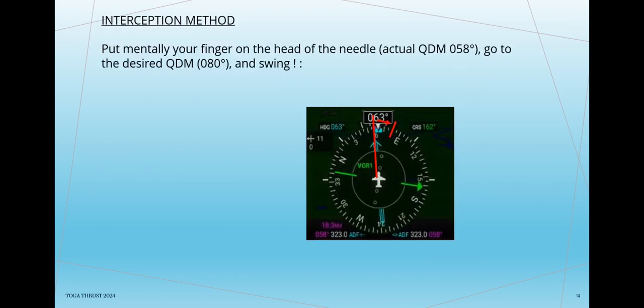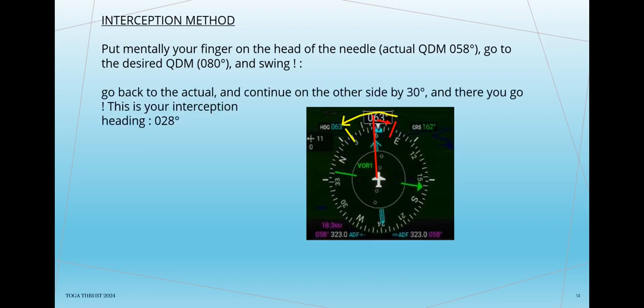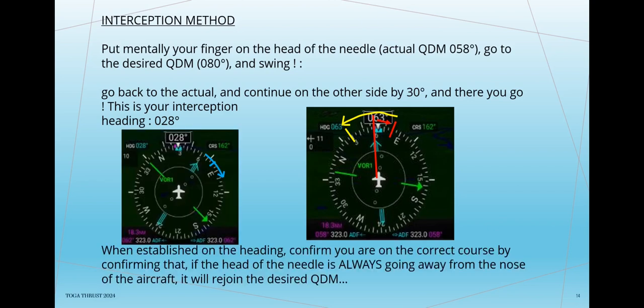Put mentally your finger on the head of the needle, actual QDM 058 degrees, go to the desired QDM, 080 degrees, and swing. Go back to the actual, and continue on the other side by 30 degrees, and there you go. This is your interception heading, 028 degrees. When established on the heading, confirm you are on the correct course by confirming that, as the head of the needle is always going away from the nose of the aircraft, it will rejoin the desired QDM.